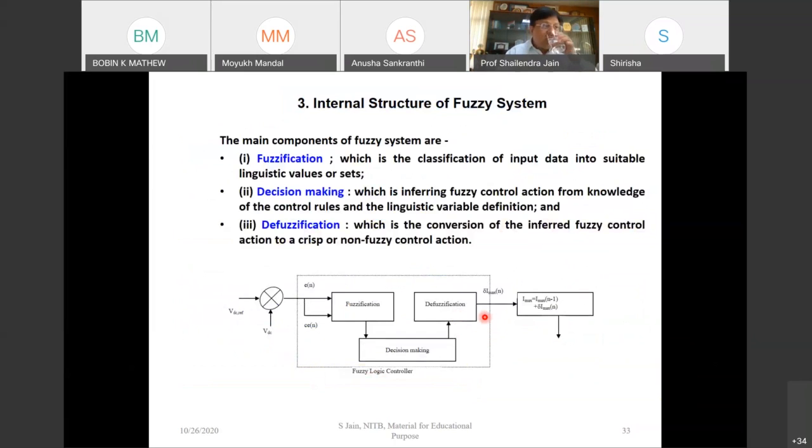Now, as far as the internal structure of a fuzzy system, it has three main components: fuzzification, decision making, and defuzzification. Fuzzification is basically the classification of input data into suitable linguistic variables. So whatever the inputs are, we have to convert them.